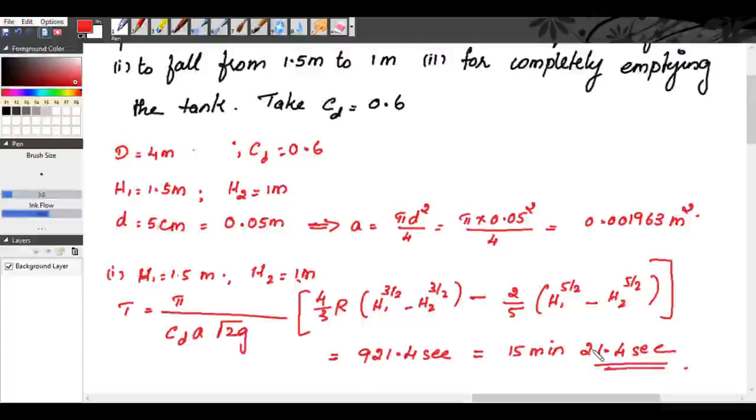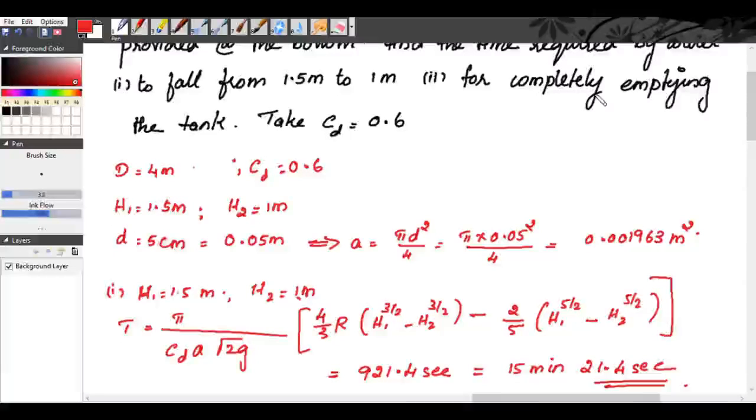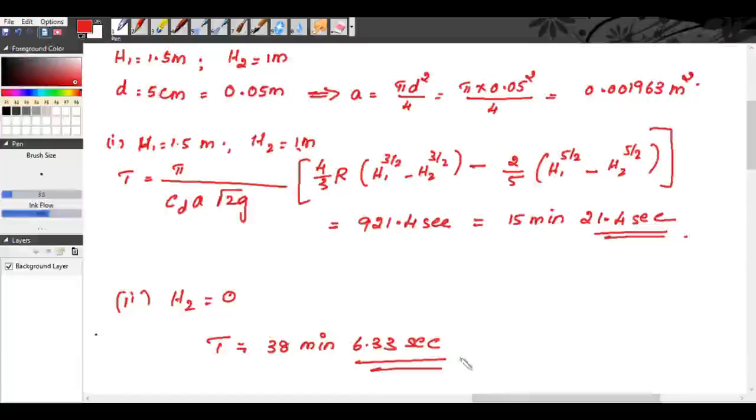So second case, for completely emptying the tank. So for completely emptying the tank, you put H2 is equal to 0. Use the same formula. You will get T is equal to 38 minutes 6.33 seconds. You can do this on your own. You will get 2286.33 seconds. So divide this by 60. You will get 38 minutes 6.33 seconds.